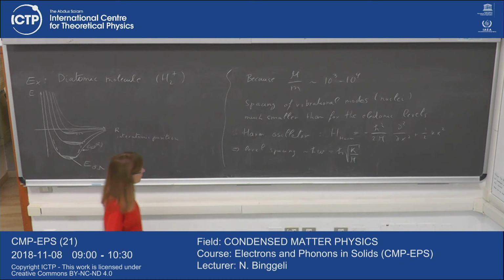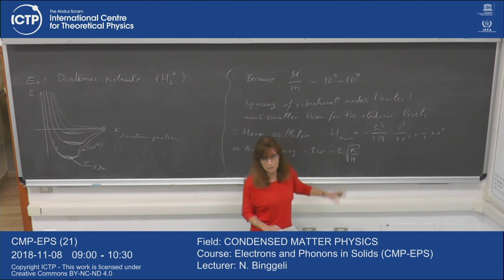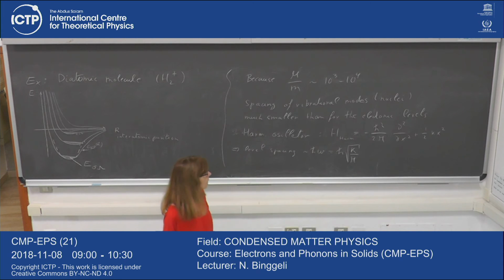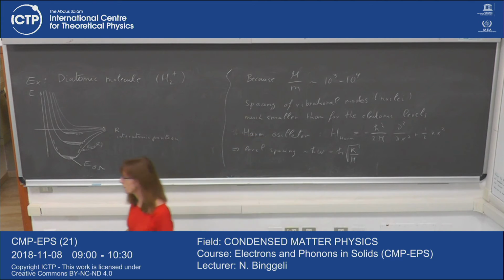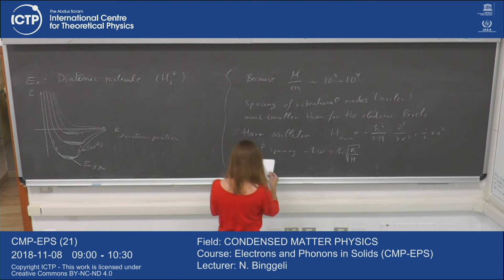And you can consider qualitatively that the k for the electron and for the nuclei is comparable, and therefore, because of this huge mass difference, this spacing here is extremely small compared to the energy difference between the electronic levels. We have seen before that this energy difference is typically of the order of an eV or even larger. So this is much smaller.